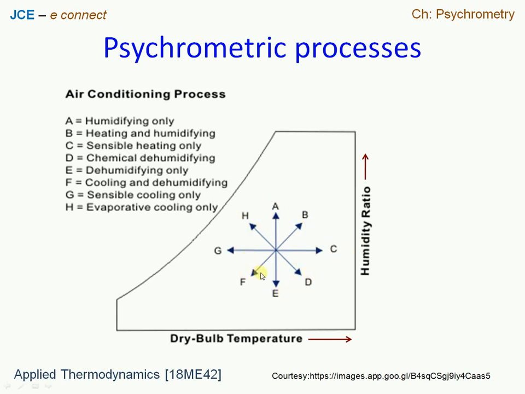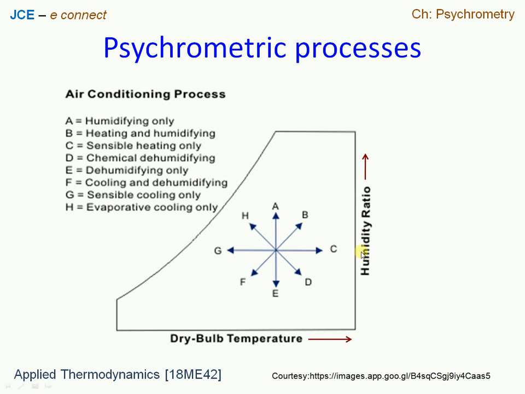psychrometry chart we have various air conditioning processes here, and we have one curve enclosing the chart, and this curve corresponds to the saturation line along which the relative humidity is 100%. So we see that along the direction of A, the process implies a purely humidifying process or humidification process. Likewise, along the direction of C, the process implies sensible heating only, as there is no variation in the specific humidity. Likewise, along the direction of G, it implies a reduction in the dry bulb temperature, therefore this is a sensible cooling process without any variation in the specific humidity.